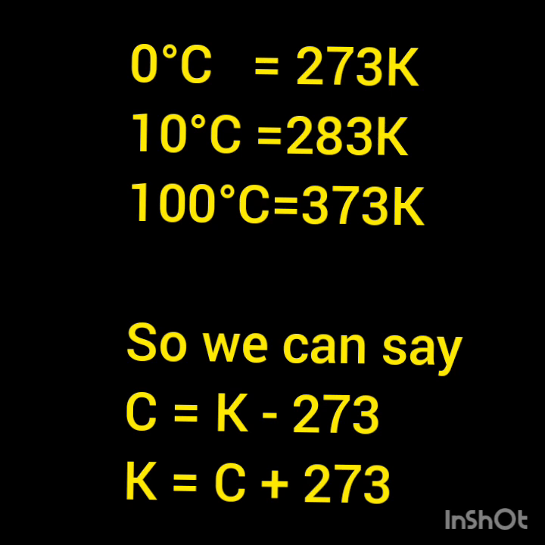Next, we are going to discuss how we convert the Kelvin scale into the Celsius scale and vice versa. If we want to convert a value of the Kelvin scale into the Celsius scale, we have to subtract the value of 273 from the Kelvin scale value. In the same way, if we want to convert the Celsius scale into the Kelvin scale, we have to add the value of 273 to the Celsius scale value.